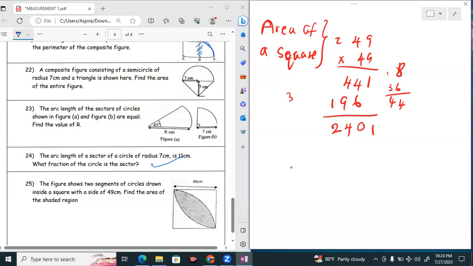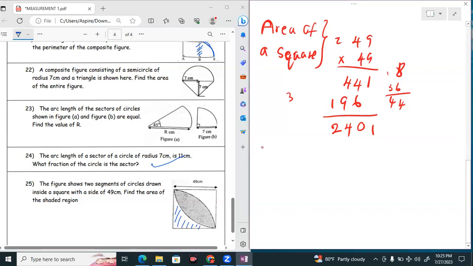Okay. Then what you have to do is subtract a quarter from 2401. Okay, when we subtract a quarter, it's remaining this part. This is the part that remains, right?